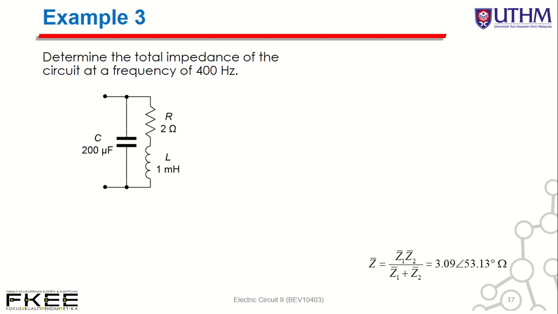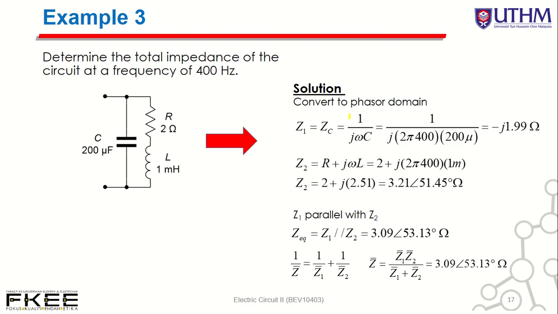Okay, so next, example 3, let's say determine the total impedance of the circuit at a frequency of 400 Hz. Let's say we have a C of 200 microfarad, we have an R, we have an L. This is a time domain circuit because L is given in henry, not given in ohms, and C is given in farad. So first of all, you need to convert to the phasor domain.